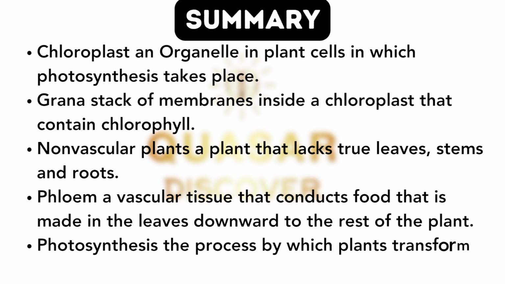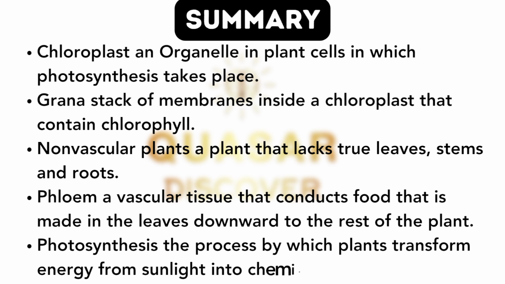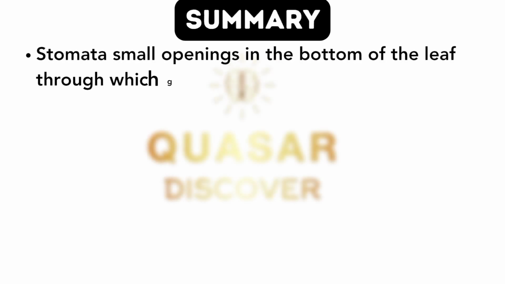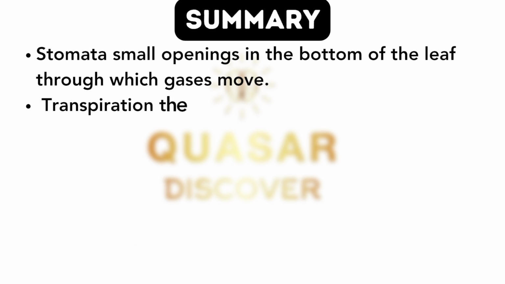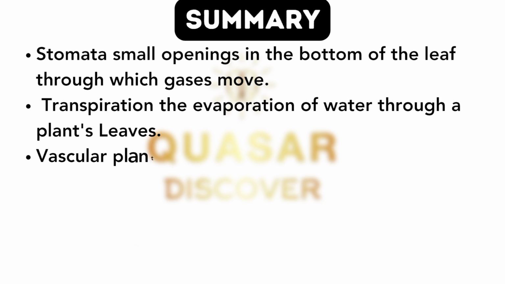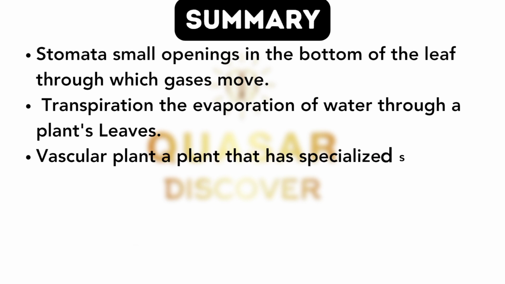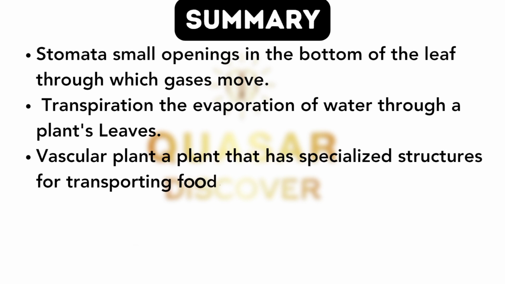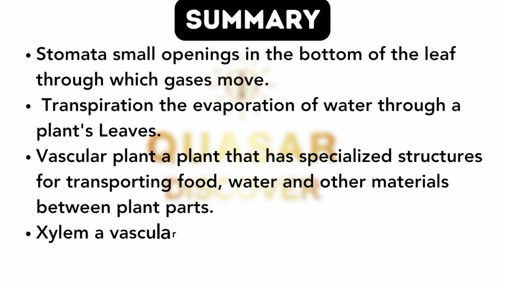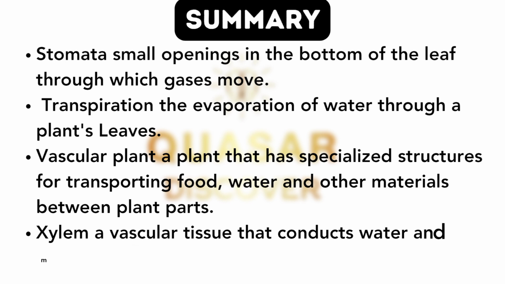Photosynthesis, the process by which plants transform energy from sunlight into chemical energy. Stomata, small openings in the bottom of a leaf through which gases move. Transpiration, the evaporation of water through a plant's leaves. Vascular plant, a plant that has specialized structures for transporting food, water, and other materials between plant parts. Xylem, a vascular tissue that conducts water and minerals through a plant.